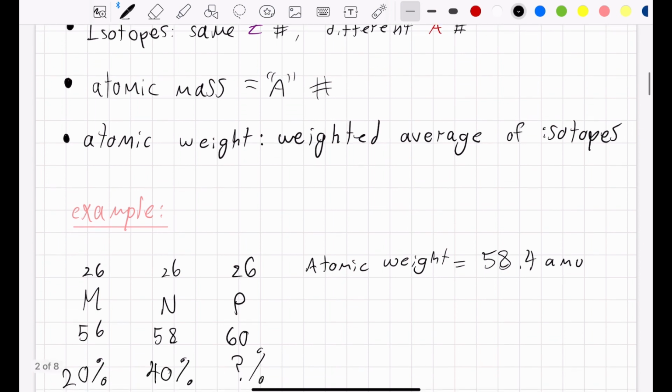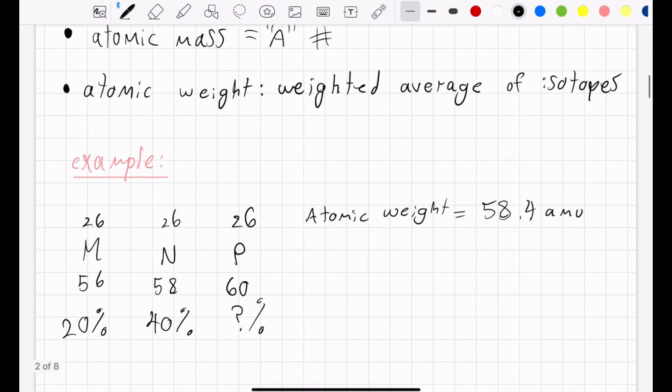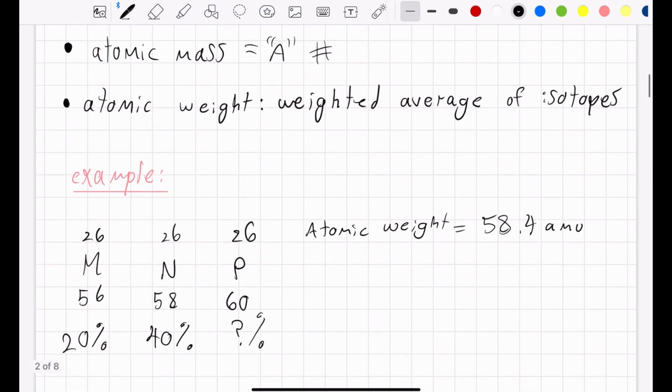We also have to know what atomic mass is. So atomic mass is just the A number, so the number of protons and neutrons combined. And atomic weight, although it sounds similar to atomic mass, you shouldn't get these confused. Atomic weight is the weighted average of isotopes for an element.